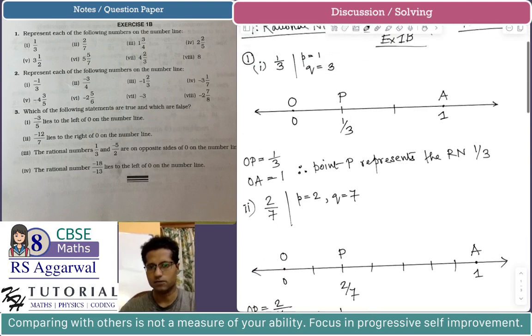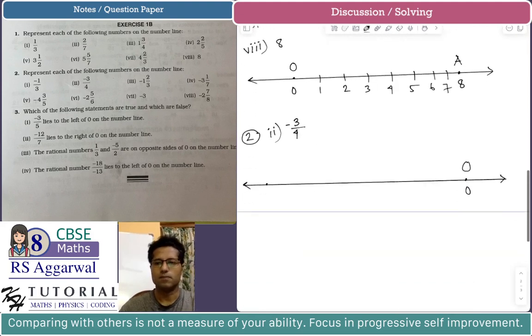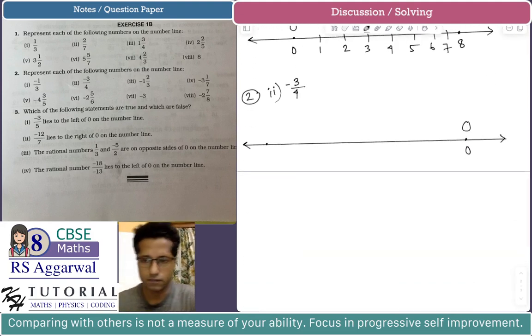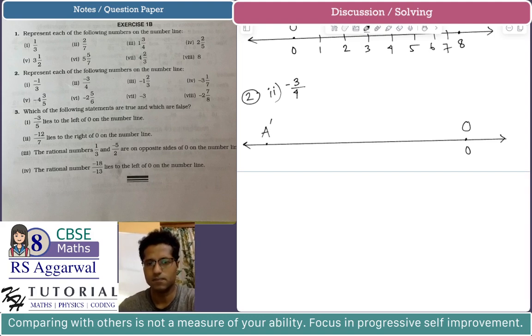So here we are doing minus 3 by 4. We mark the point A dash at unit distance from the origin O to the left hand side. This point A dash will represent the integer minus 1, since OA dash is equal to 1. A dash is at unit distance from the origin O to the left hand side. So A dash will represent the integer minus 1.